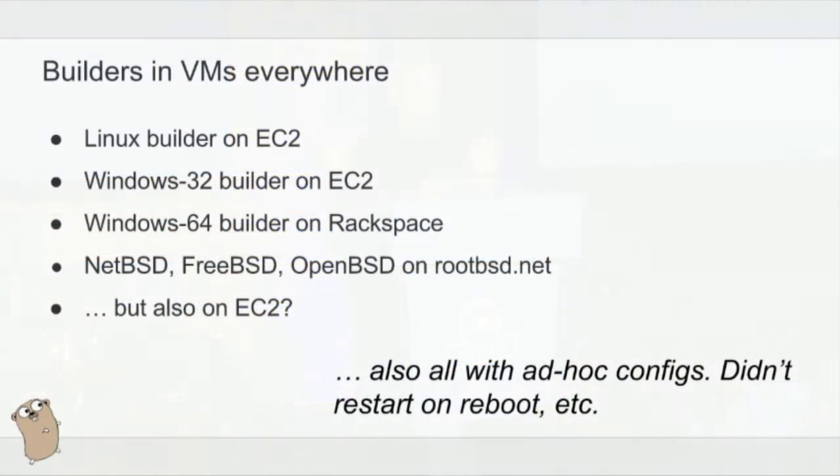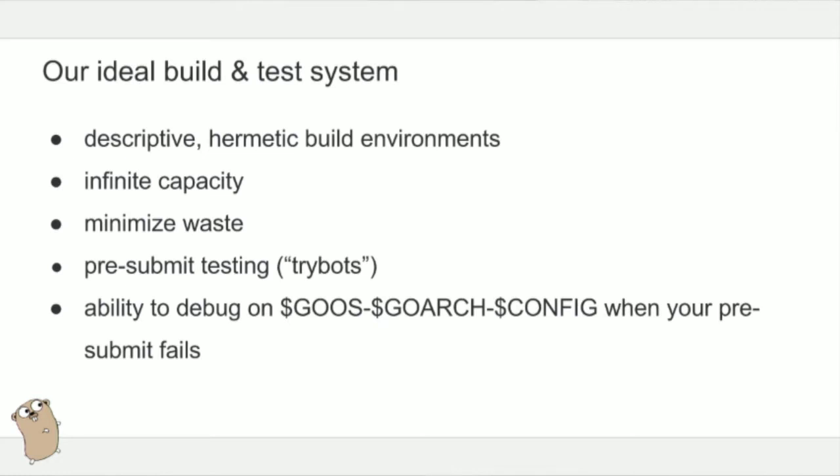In addition to that sort of jankiness, we also had VMs all over the place. So we had a Linux builder on EC2, Windows 32-bit on EC2, and a 64-bit one on Rackspace, because at the time, their EC2 didn't support 64-bit Windows. And then a lot of them didn't support BSD, so root BSD did VM hosting of the BSDs. And also all of these were just kind of screen sessions running things. Or for Windows, we would log in and command.exe had a little loop going. So kind of trashy.